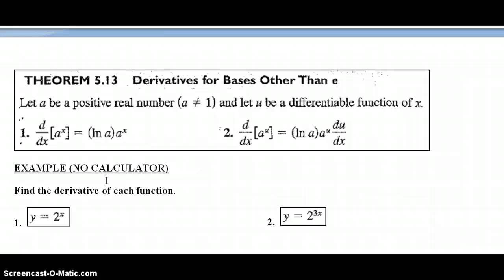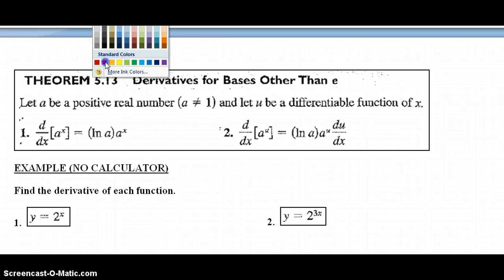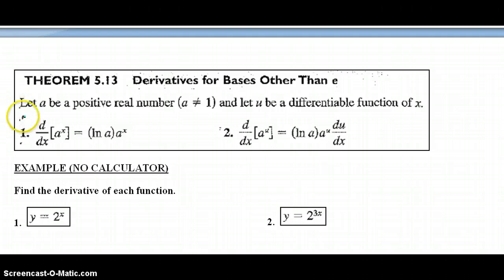Let a be a positive real number where a is not equal to 1, and let u be a differentiable function of x. Now, the first rule is kind of a rule that is just not going to be very useful for us. It says the derivative with respect to x of a to the x power equals the natural log of a times a to the x power. The reason this rule is not very useful is for the same reason as some of our prior rules were not very useful, because it's not very often that our exponent is just going to be x.